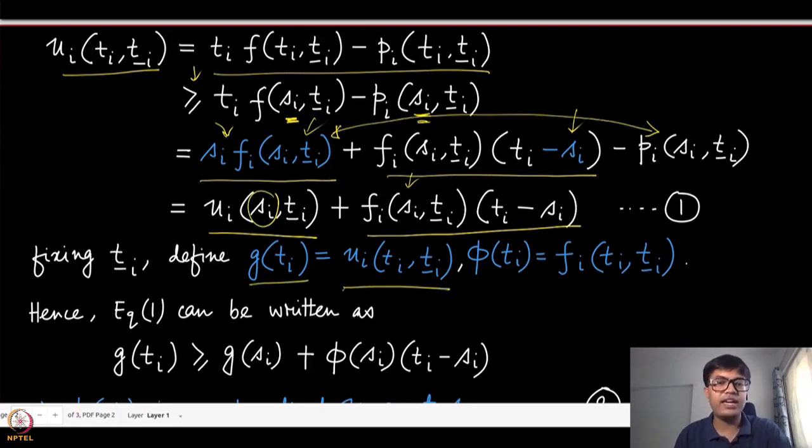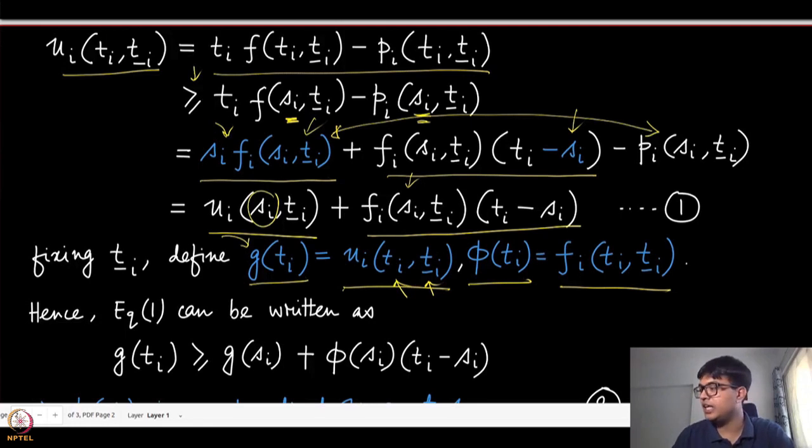So everywhere, just ignore the t minus i. T minus i is appearing everywhere. It is like the other agents' types, which is held fixed. So we look at the utility of player i when its type is ti, and define that as that function g(ti). And phi(ti), we are using the same notation, because we want to show that this g function will be a convex function, and phi will be nothing but a subgradient of g. So f(ti) is nothing but the allocation, the probability of getting that object for player i.